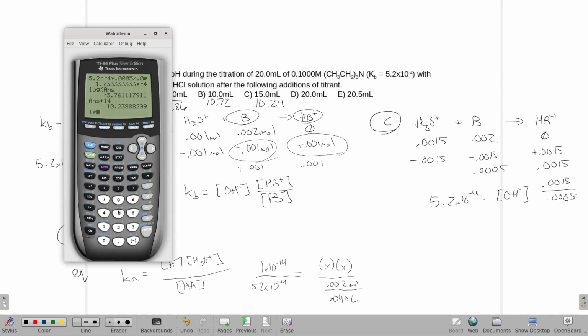1 times 10 to the negative 14th divided by 5.2 times 10 to the negative 4th, that's our Ka, times 0.002 divided by 0.04, and then the square root of this is our H3O concentration. Take the log of that to get the pH. pH is 6.01.